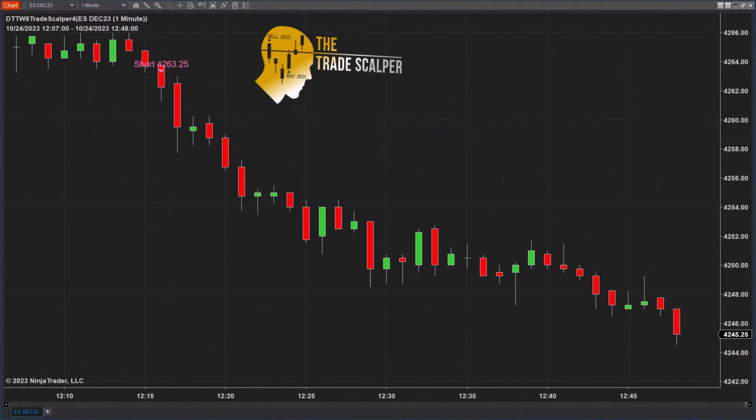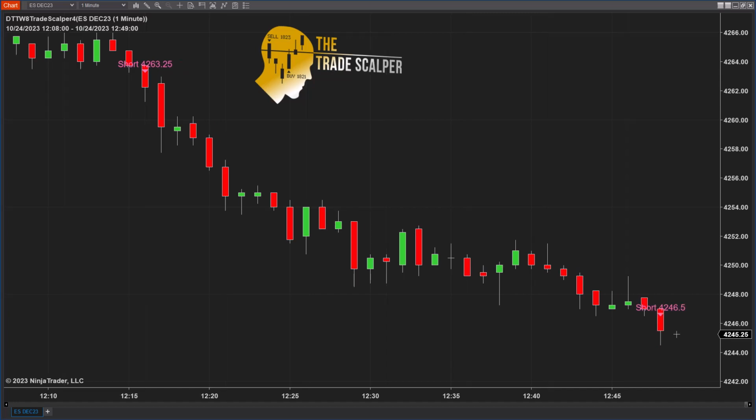Alright, so here we are. Still the only trade so far is a great short position at 42.63 quarter. A great opportunity to just hold on to it, and now there's a new signal, 42.46.50. So you can see that there is a new signal to go short.